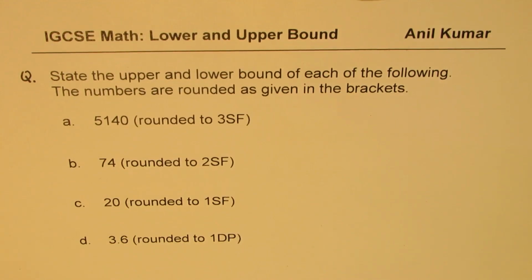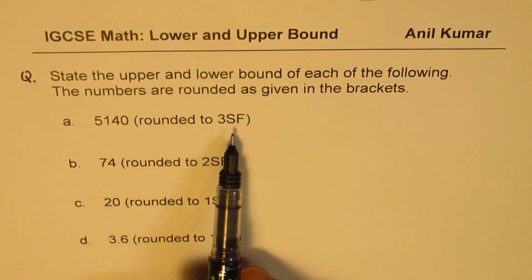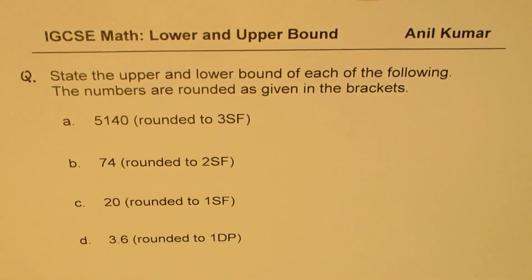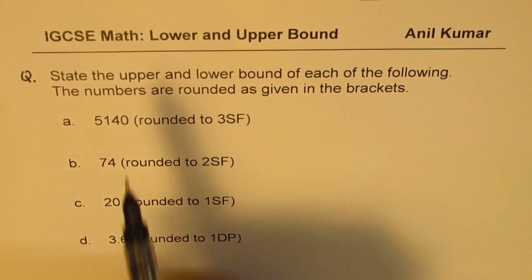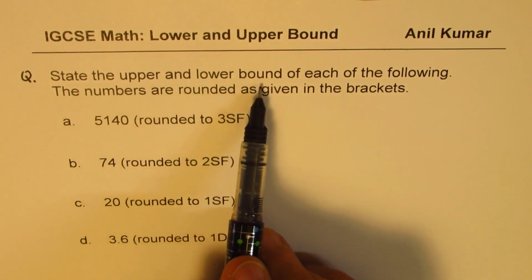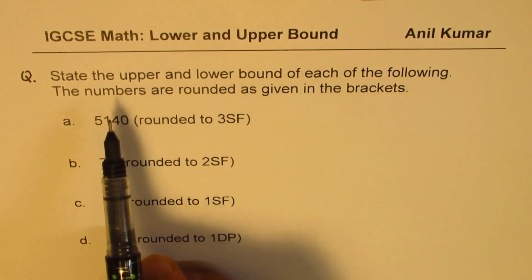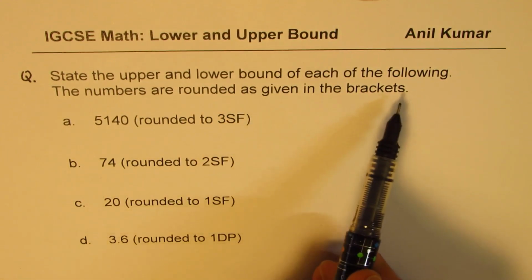Now I hope we have got the concept of upper and lower bounds. We have also understood how rounding and upper and lower bounds are related. We have also seen what rounding to significant figures is, right? And to decimal places, you know. We'll apply these principles to answer these 4 questions now. State the upper and lower bound of each of the following. The numbers are rounded as given in the bracket.